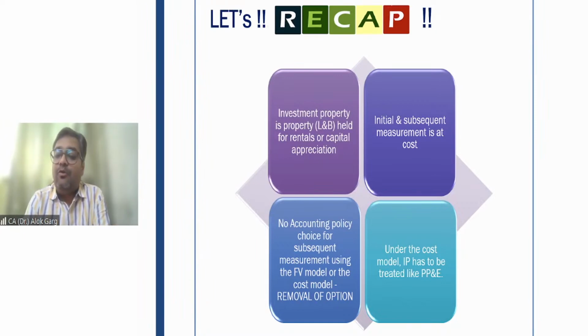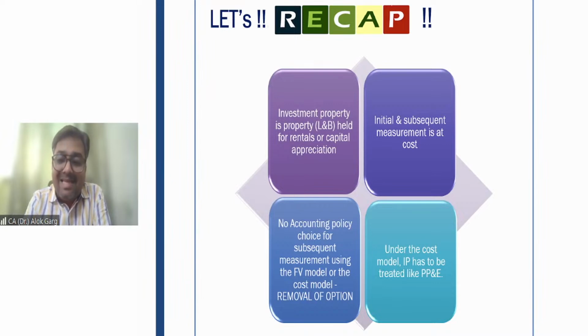Examples of investment property: if land and building is lying idle and the company is not sure about the use, whether it will sell it, use it as its office, or use it for rental, in that case, until the company is sure, it has to be shown as an investment property, right? Or if the company has decided that in the future it will use it as an investment property, then even in the current period it has to be shown as an investment property.